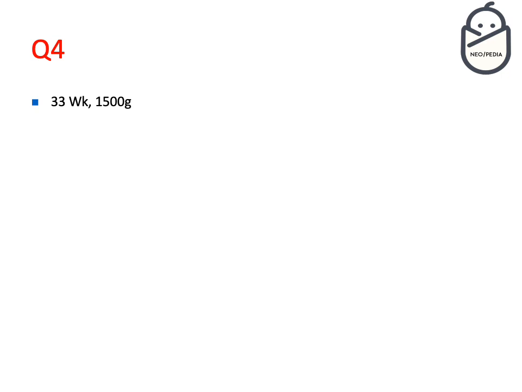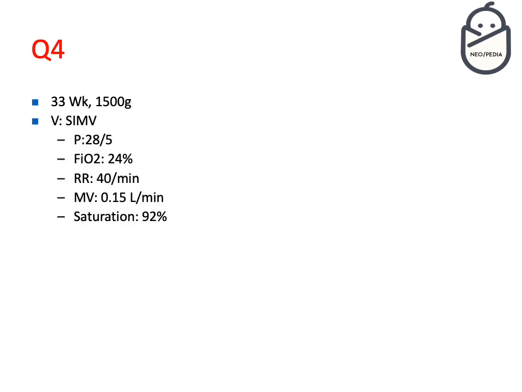The last quiz, again, a 33-weeker, 1.5 kilograms. So I'm going to make it a bit difficult in this condition. And SimV, he's on SimV, pressure is 28/5, and oxygen is 24%. The respiratory rate is about 40, and your minute ventilation is 0.15 liter per minute, and the saturations are 92, which is about okay.